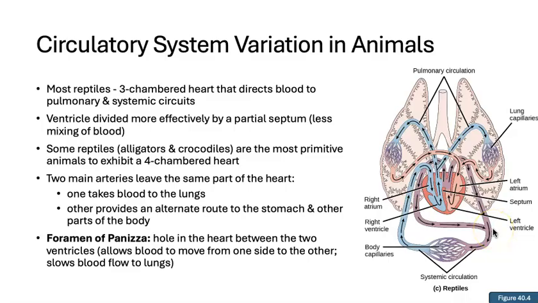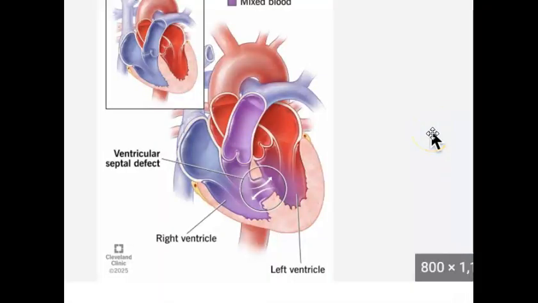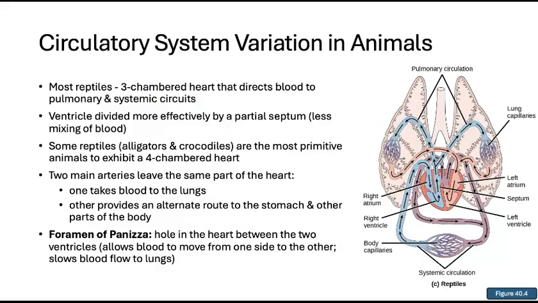We have a structure called the foramen of Panizza. And I couldn't find the best view of this for an animal, but this is what it looks like in our own body if this were to happen. So here's the ventricular wall, and you could see that it has a hole within it, which allows the blood to shift back and forth between the right ventricle and the left ventricle. And as a result, we are mixing that blood, while normally that wall should be in place there. This can also cause the blood to slow the flow over to the lungs.